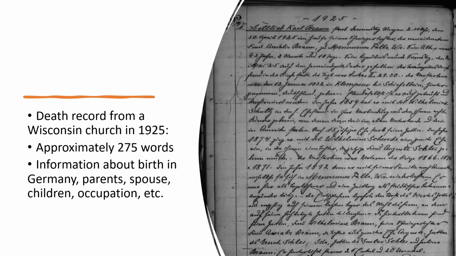This is a death record from Wisconsin in 1925 that is approximately 275 words long, and it contains a bunch of rich information about the person's life, including their birth, names of their parents, place in Germany, and specifically where they were born, in addition to other information. So those are just a few examples of the kind of records. Again, these are not records from Germany. These are records from the United States that are written in German primarily by the German immigrants.